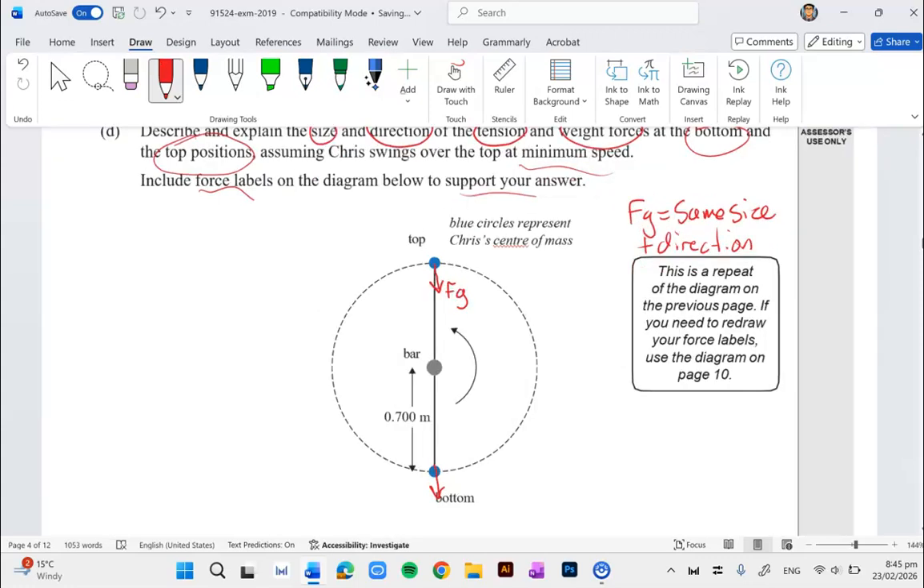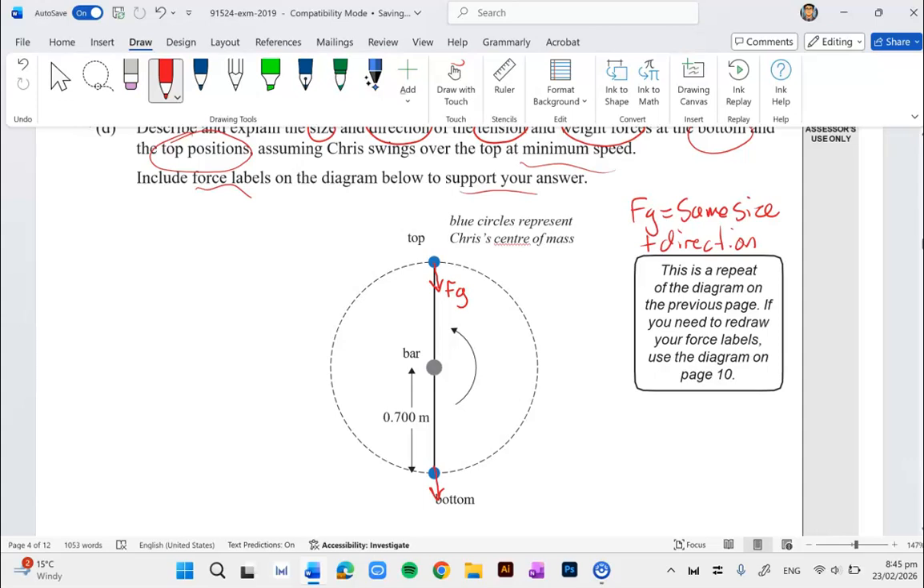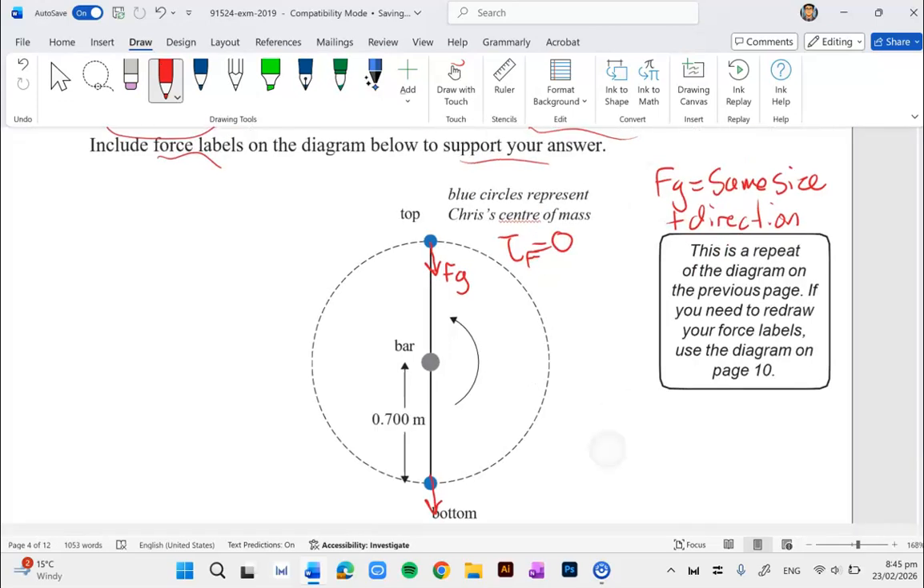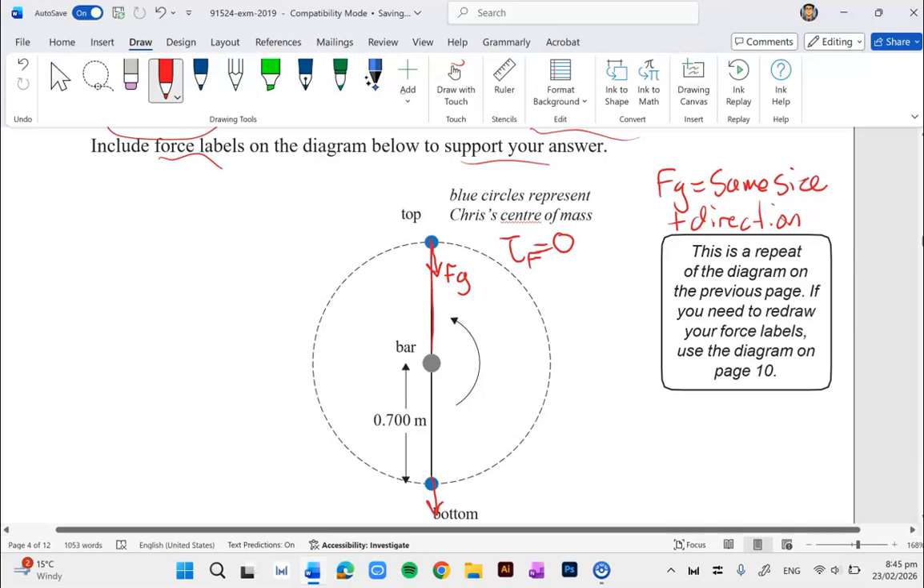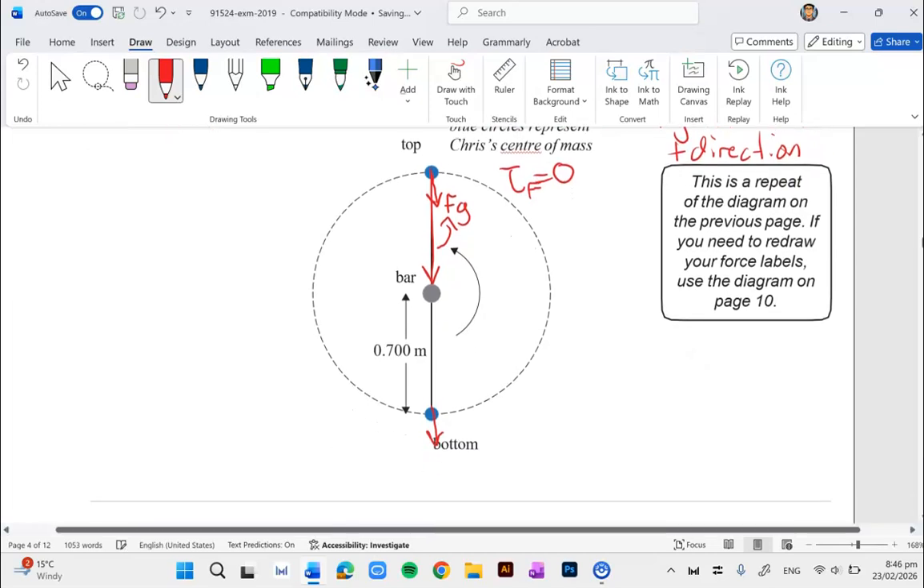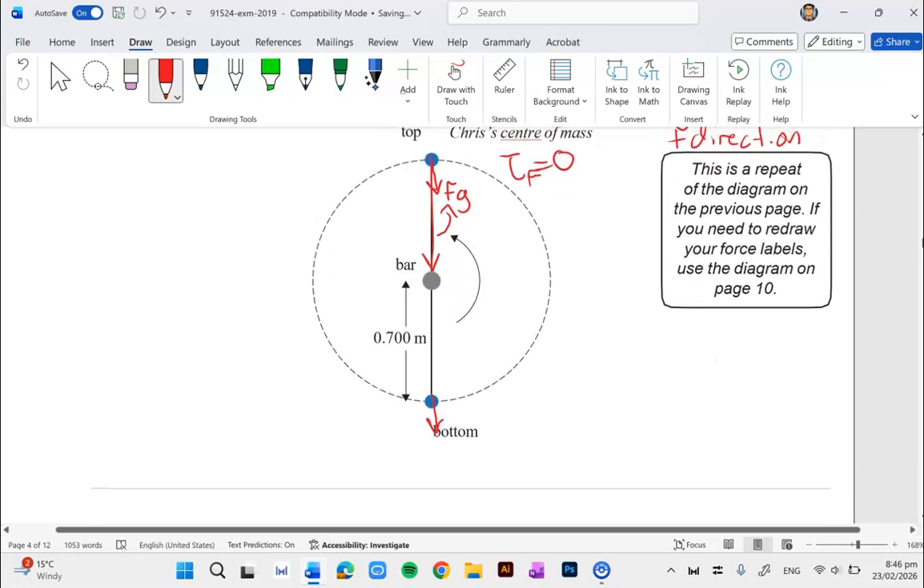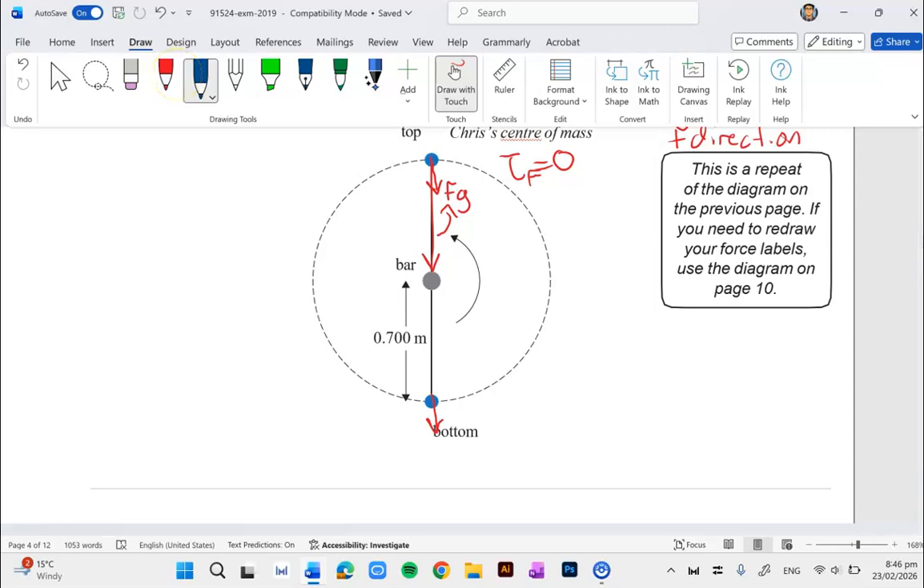Now the tension force. At the top, there's going to be no tension force. Tension force equals 0. That's because all the centripetal force is provided by the weight force, gravity, because it's going in the same direction. However, at the bottom, there will be a tension force, and this tension force is going to be large because it has to overcome the gravity force that's pulling it away from the center, and it has to provide the centripetal force, alright? So I'm going to draw my tension force like this.